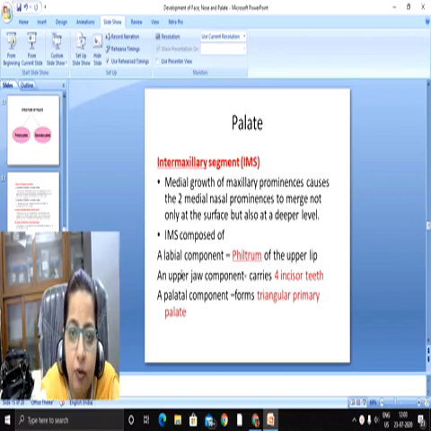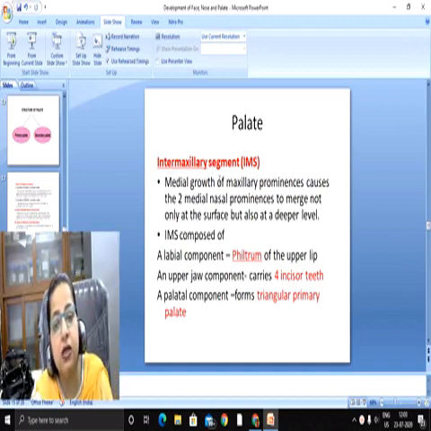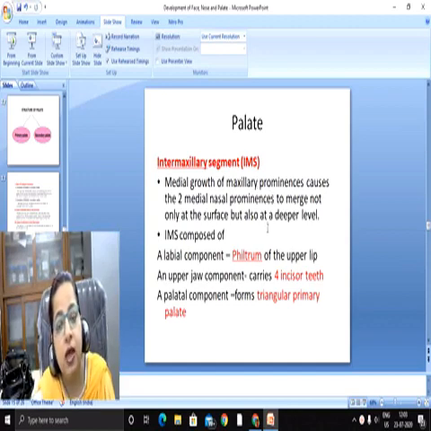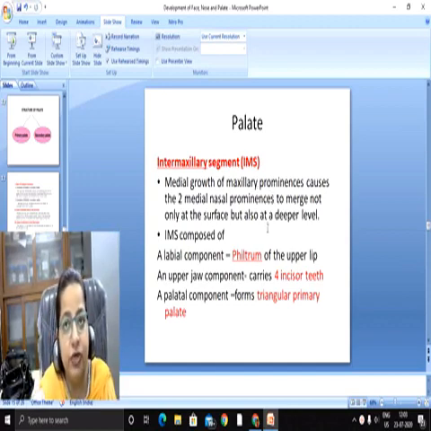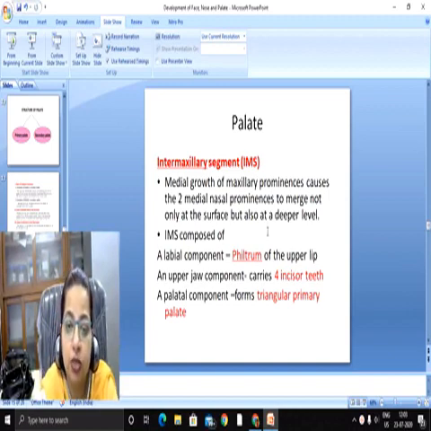Now, this primary palate is basically formed from the intermaxillary segment. This intermaxillary segment is basically the medial growth of maxillary prominences, which causes the two medial nasal prominences to merge not only at the surface but also at a deeper level.